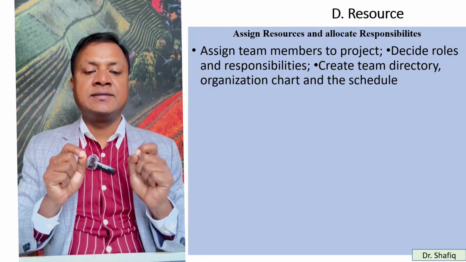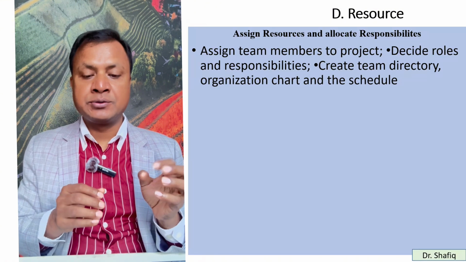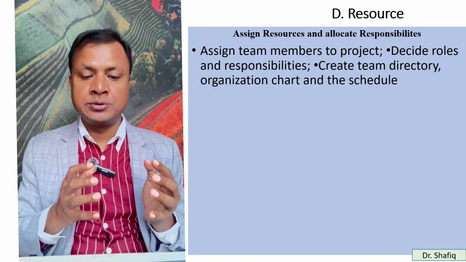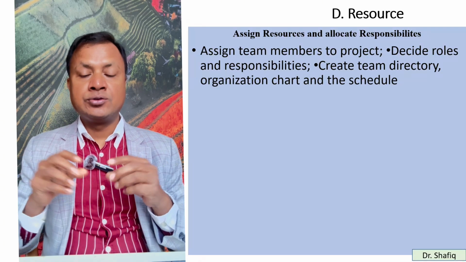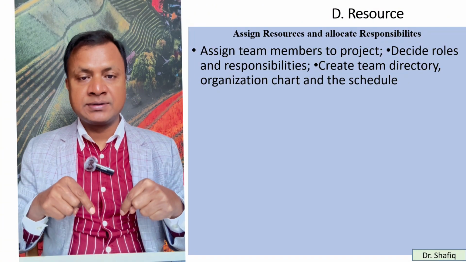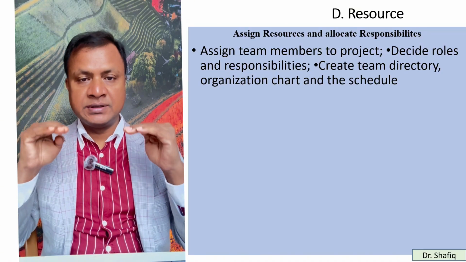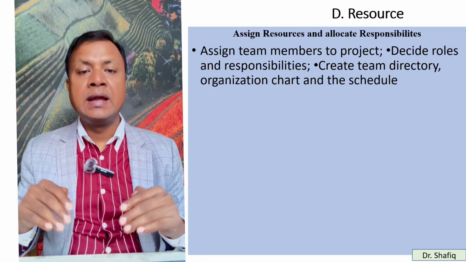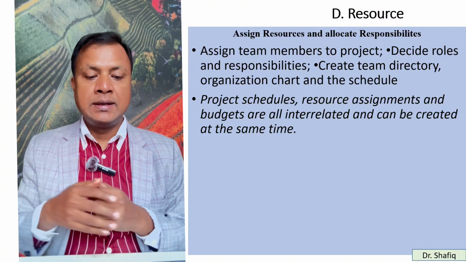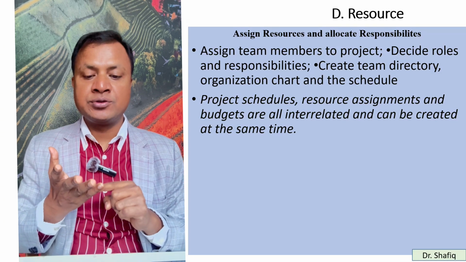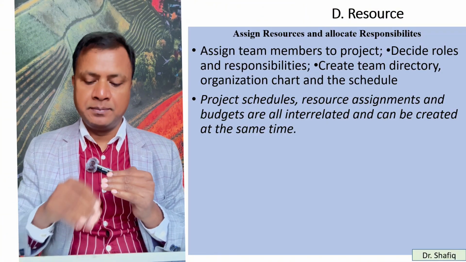And then we will assign the resources and allocate responsibilities. We will assign team members to the project and decide roles and responsibilities. We will create a team directory, organization chart, and the schedule. The team directory is the list of team members or grouping of them. And then we will make the organizational chart: who will be the senior, who will be the mid-level, and who will be the subordinate. And then we will make the schedule: who will work when, and how. Project schedules, resource assignments, and budgets are all interrelated and can be created at the same time.